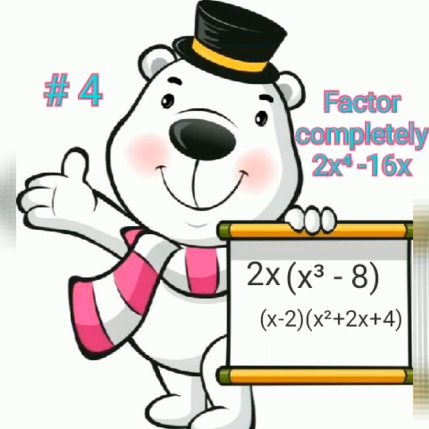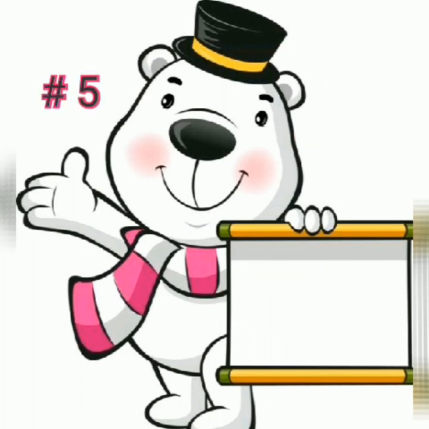How? The cube root of x cubed is x and the cube root of negative 8 is negative 2. So, to get the other factor, we have square of x is x squared and 2 times x is 2x and square of 2 is 4. That's why we have x squared plus 2x plus 4. So the factor of 2x to the 4th power minus 16x is equal to 2x times the quantity of x minus 2 times the quantity of x squared plus 2x plus 4.